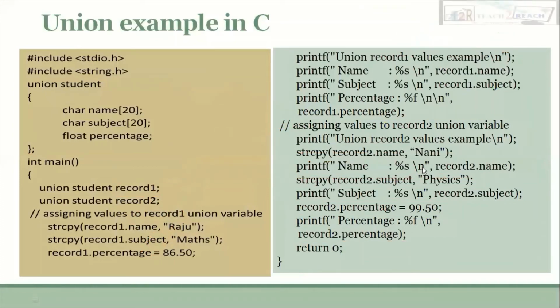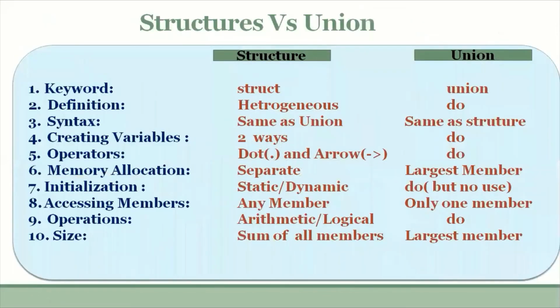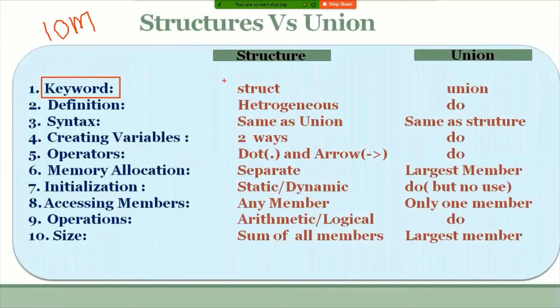Then coming to structures, the difference between structures and unions. This is a very important question. From the external exam point of view, this is a 10 marks question. If you want to score 10 out of 10, you are supposed to write these 10 points. Now, first thing, what is the keyword of structure? The keyword of the structure is struct. The keyword of union is union, all lowercase letters only.